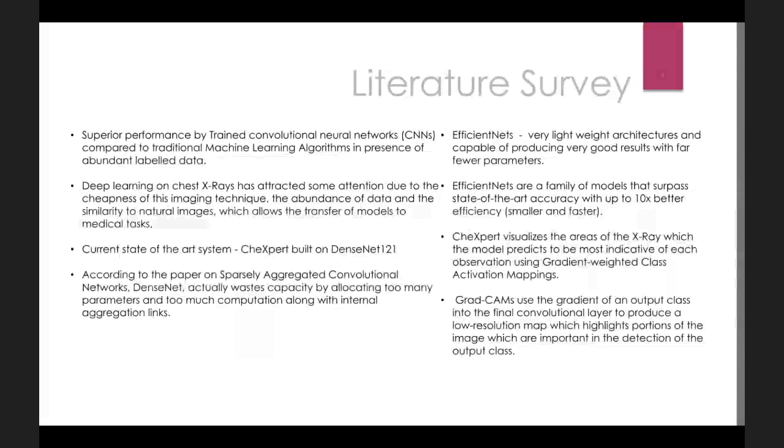This is a literature survey. We read about convolutional neural networks, deep learning, and CheXpert. We read about EfficientNets, Grad-CAM, and sparsely aggregated convolutional neural networks. Next, please.